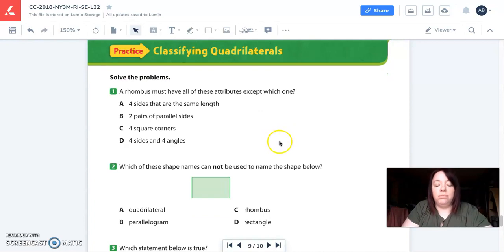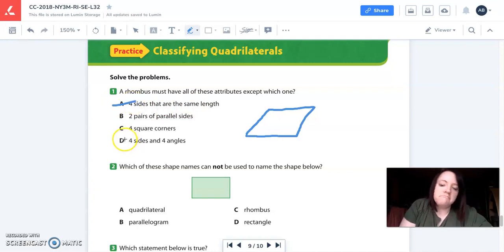Number 1, a rhombus must have all of these attributes except which one? Okay, rhombus, remember, okay? I'm going to draw it so you can see it. Okay, 4 sides that are the same length? 2 pairs of parallel sides? Maybe. 4 square corners? 4 sides and 4 angles. Well, if a rhombus is a parallelogram, it has 4 sides already, so we know D is not correct.